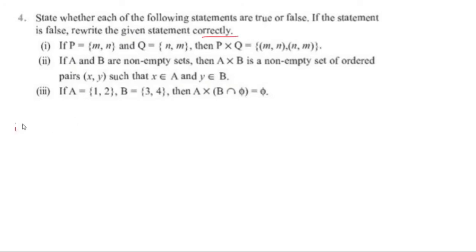In the first case, it is given that P is a set where the elements are n, n, and Q is a set where the elements are n comma n. So what will be P cross Q? P cross Q will be the set of these ordered pairs.